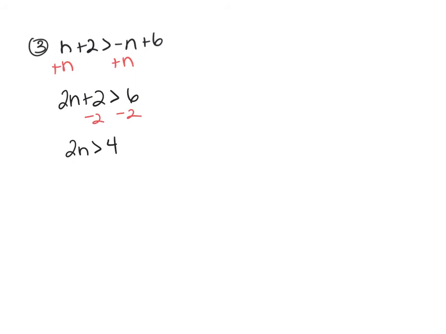Again, there's negatives there, but I didn't divide by the negative. I'm just subtracting a 2. And here I'm dividing by a positive 2, so I don't need to reverse. N is greater than 2. Greater than, and I get an open circle, and greater than 2 is 3, 4, and 5.